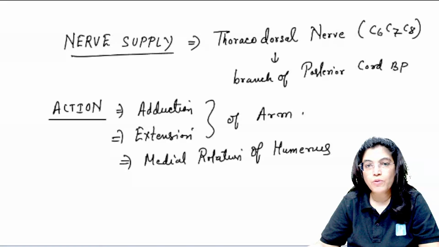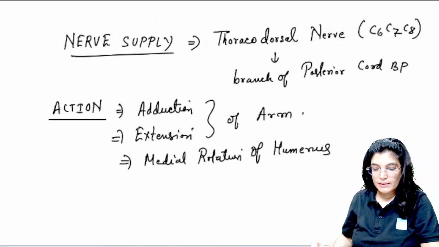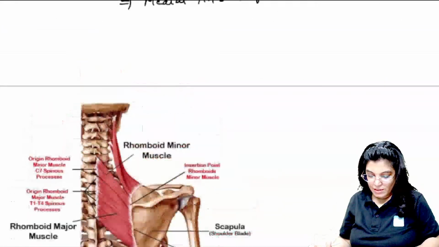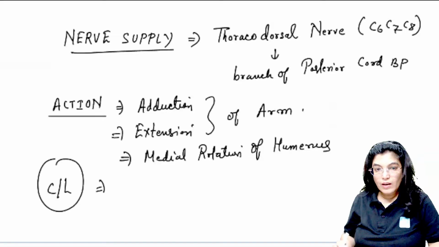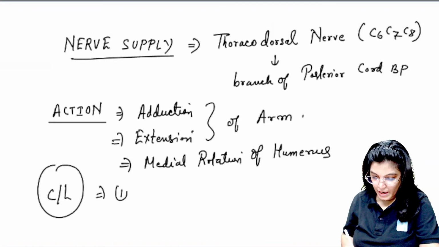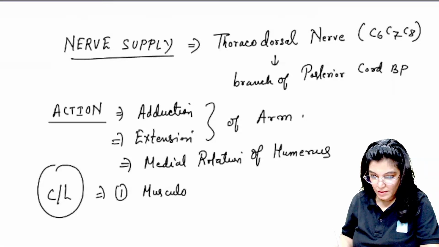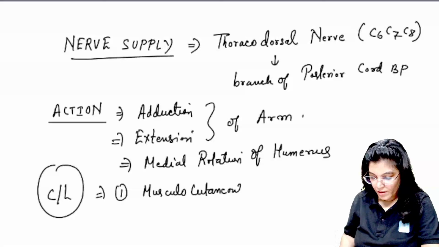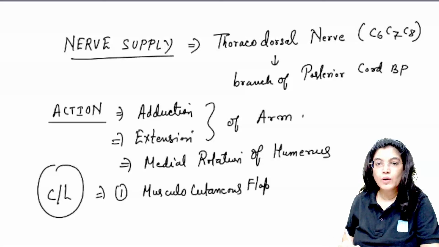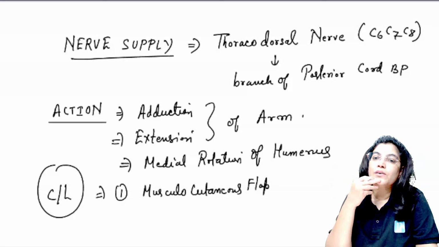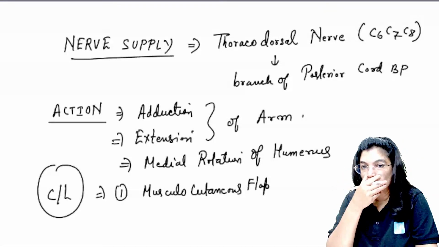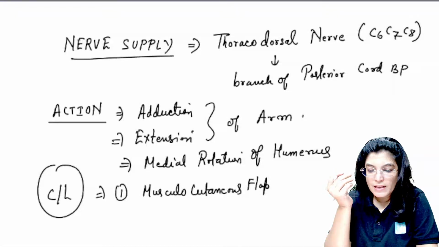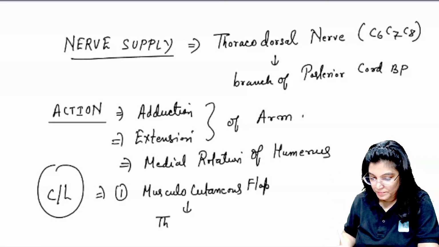The other important point, please write down this clinical point: latissimus dorsi can be used as a musculocutaneous flap. In the case of chondrosarcoma of clavicle also, a musculocutaneous flap made from latissimus dorsi muscle has been used. Okay, the reason is it is having a dominant vascular pedicle from thoracodorsal artery.